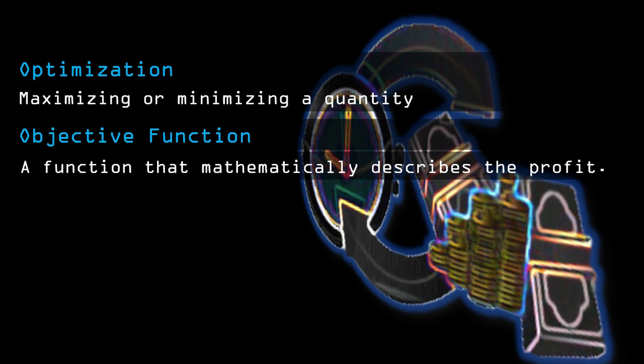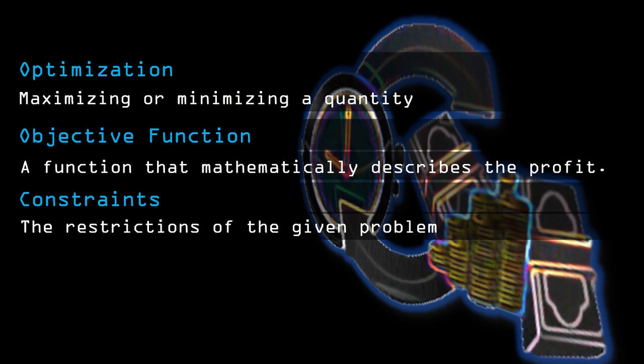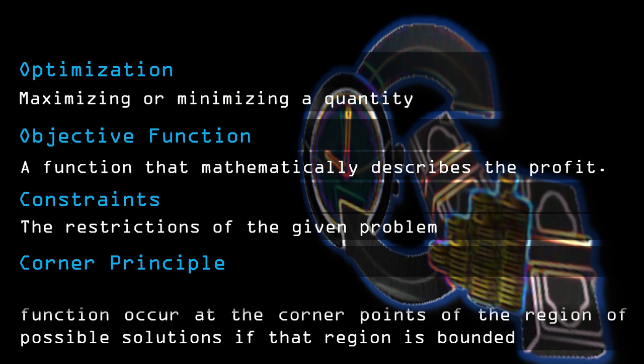Objective function, it is a function that mathematically describes the profit. So when it comes to the objective function, we're going to use the linear equation. And then for the constraints, these are the restrictions of the given problem. Here, when it comes to the constraints, we're going to use inequality symbols for us to limit our available resources. And then lastly, the corner principle.